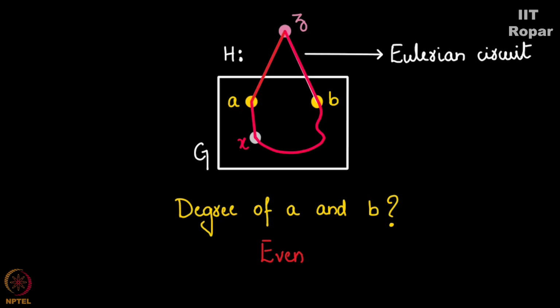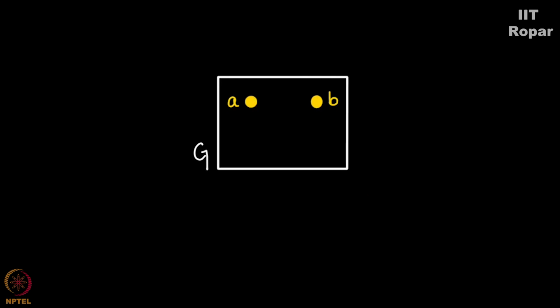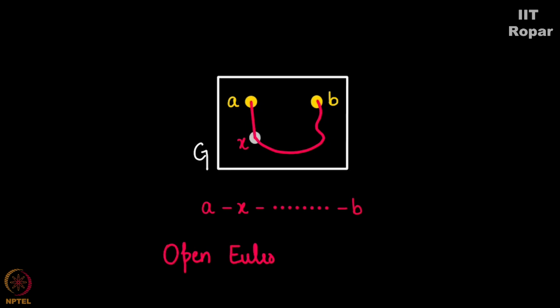Now, look at this. A, X, and so on up to B is an open Eulerian trail. Do you see that? Now I have removed this vertex Z, and hence even these two edges which were connected to A and B. This results in an Eulerian trail in G. Hence we have obtained what we were aiming at.